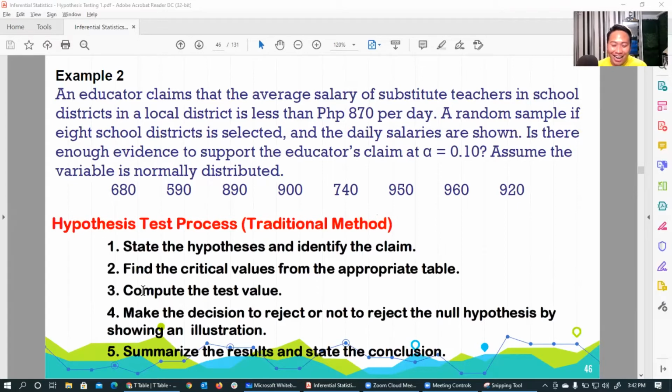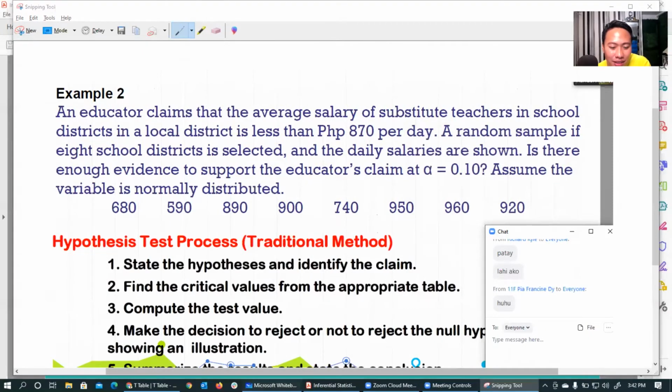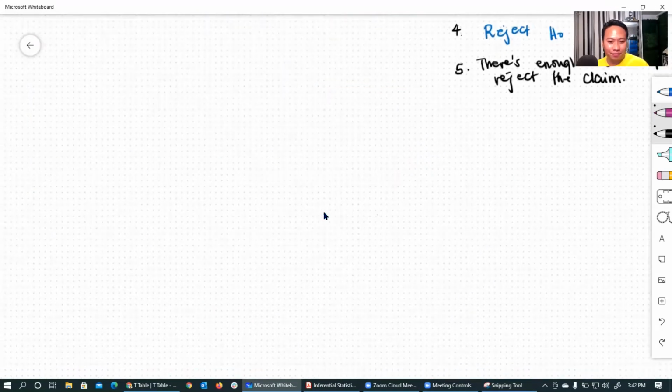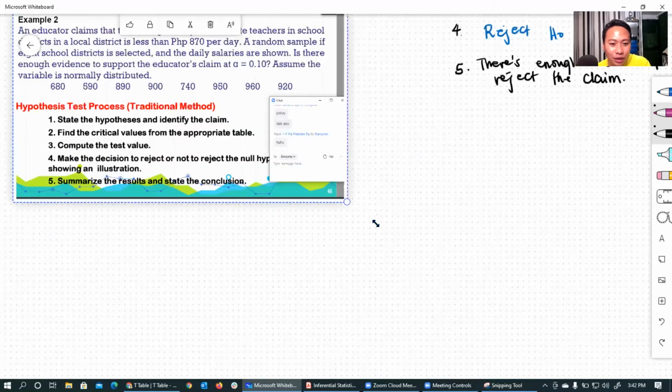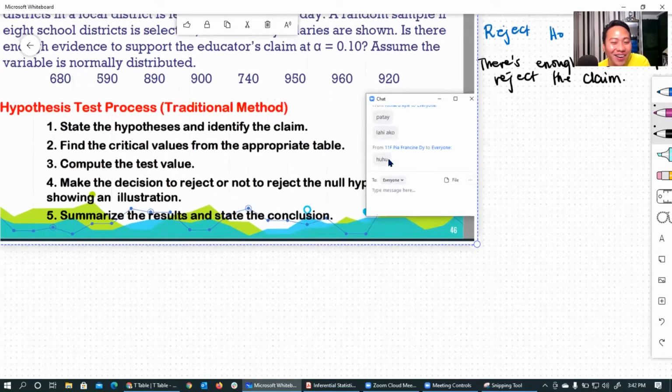Negative negative 84. Okay. So here. Oops. I'm gonna take a screenshot of this. So here.